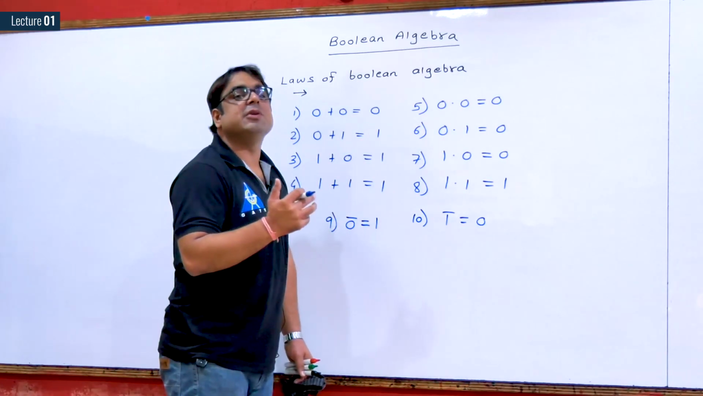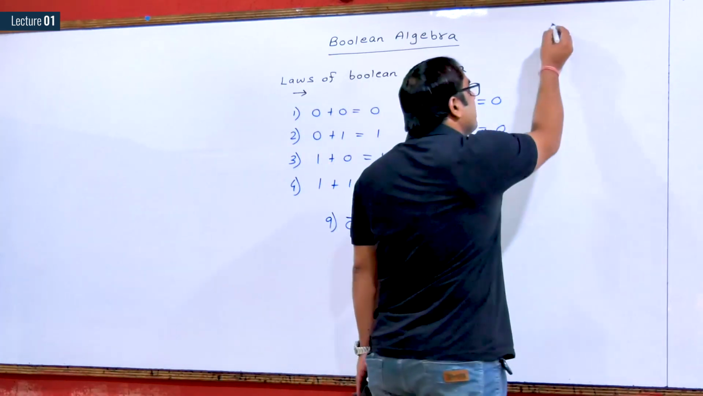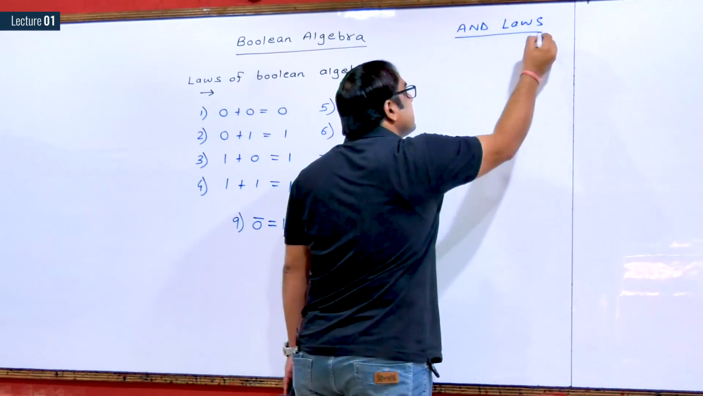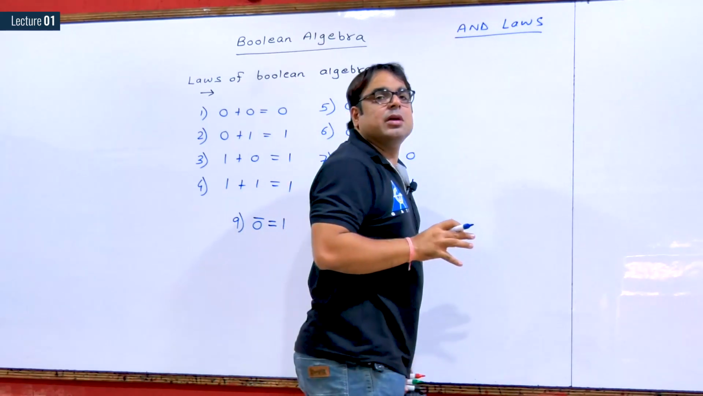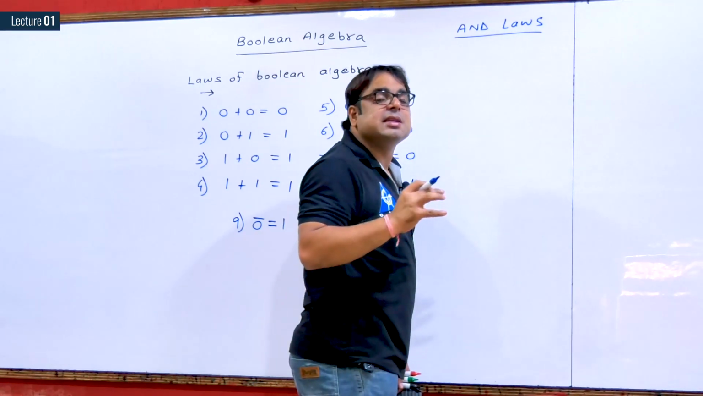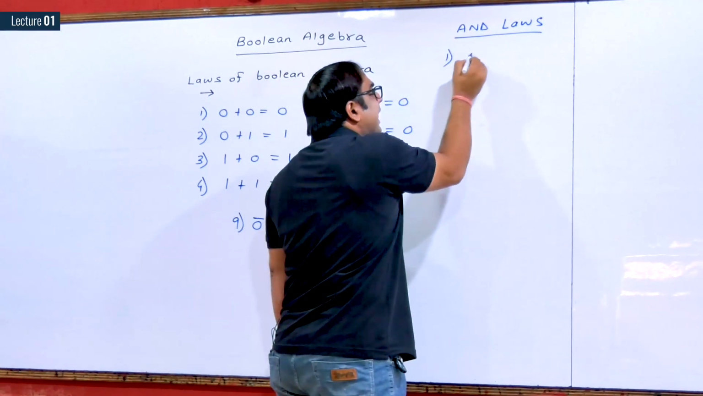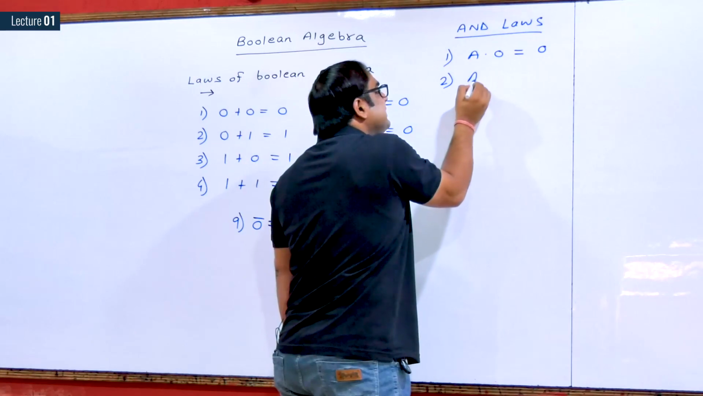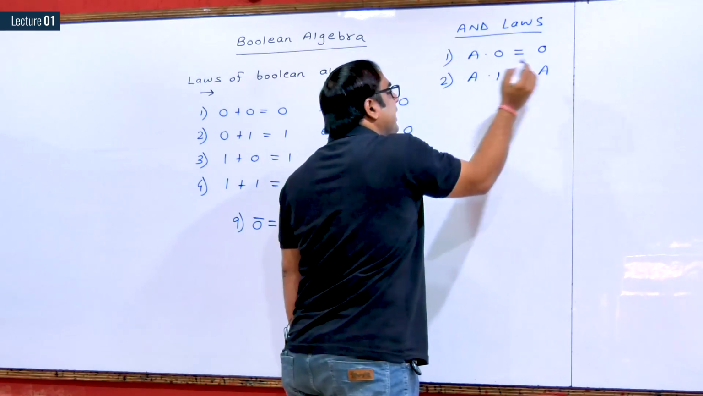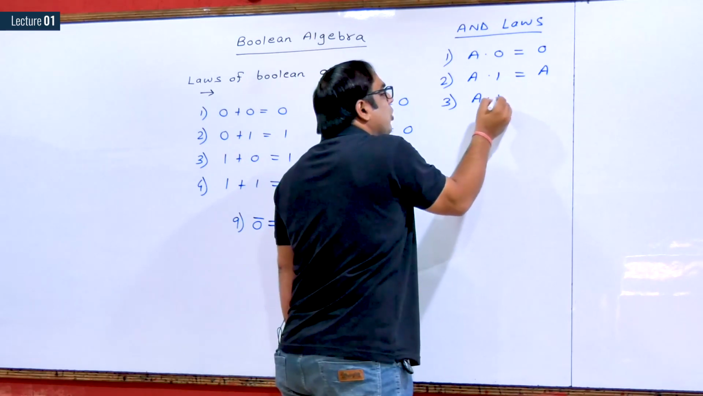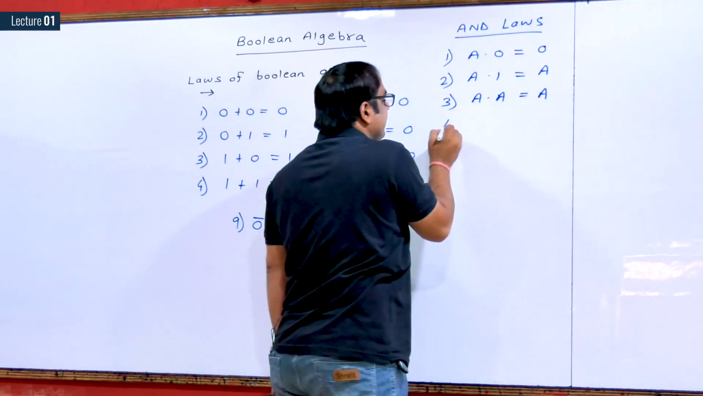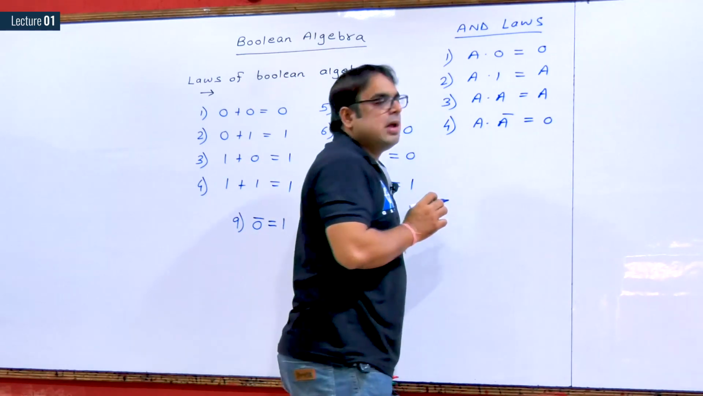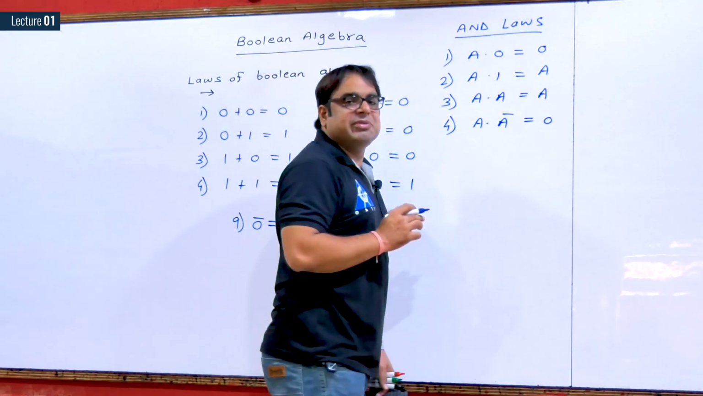Now I will slowly introduce variables. So for example, first are the AND laws. What difference I will be having in these laws is I will be introducing variables. For example, any variable A dot 0 will always be equal to 0. Any variable dot 1 will always be equal to A. A dot A is always equal to A. A dot A complement will always be equal to 0. These are the AND laws using some variables.